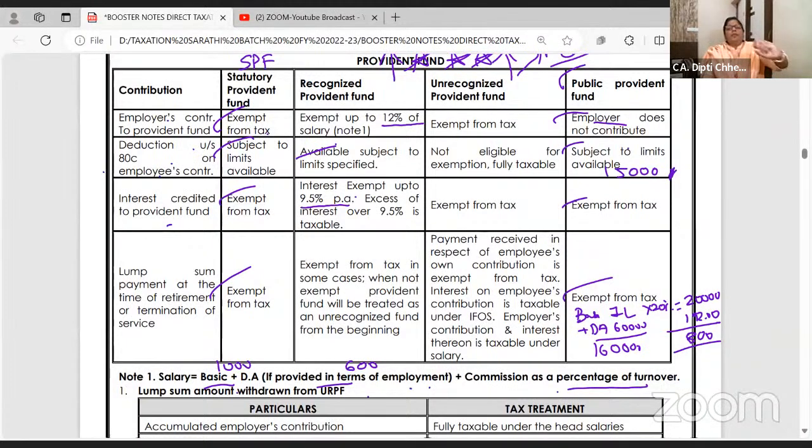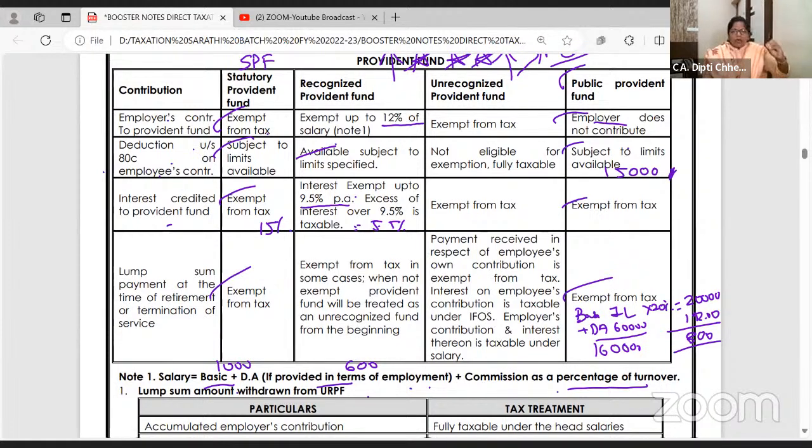I am super duper happy with my employee Sohan, and I am giving him 15% interest on the RPF. It's my wish. I am giving my employee 15% interest on the RPF. How much will be exempt? 9.5%. How much interest will be taxable? 5.5%. Are you all getting it?